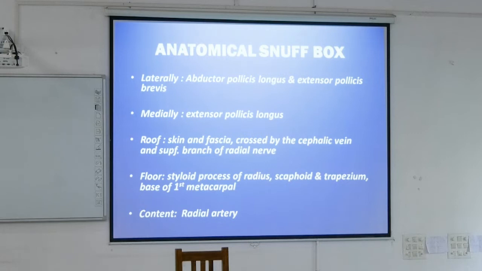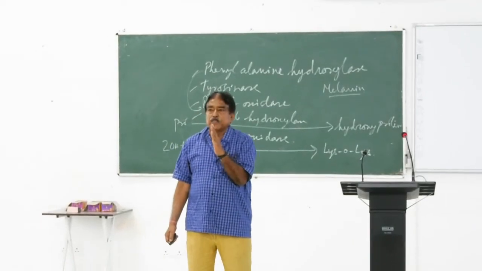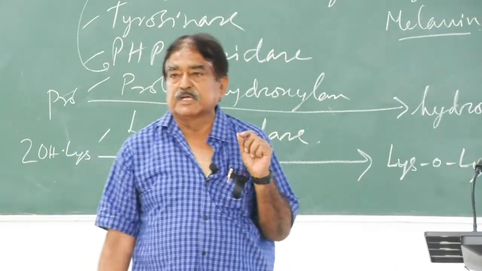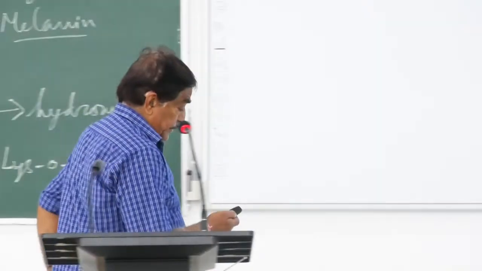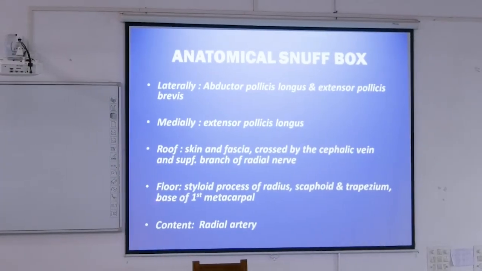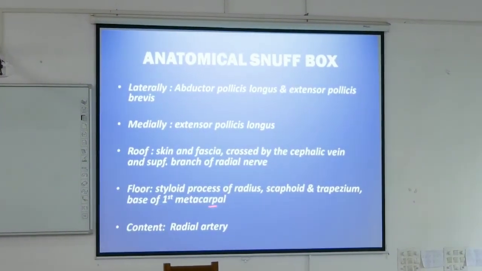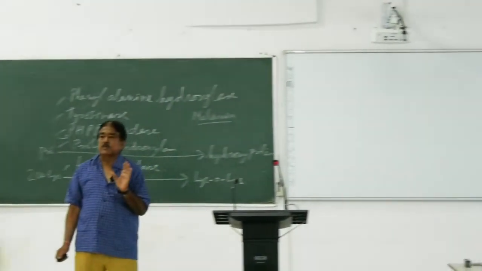Now, the first slide I have showed you, 5 slides. So you can see the importance of those diagrammatic pictures and of the mnemonics that I have shown you. Now, floor is the styloid process of the radius, scaphoid and trapezium, base of first metacarpal, and content is the radial artery. The radial artery is the content of the anatomical snuff box.